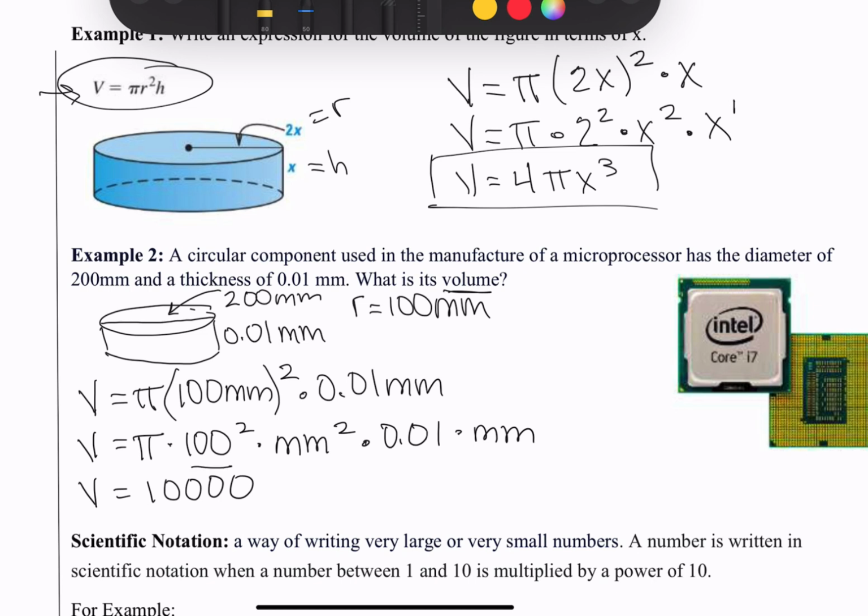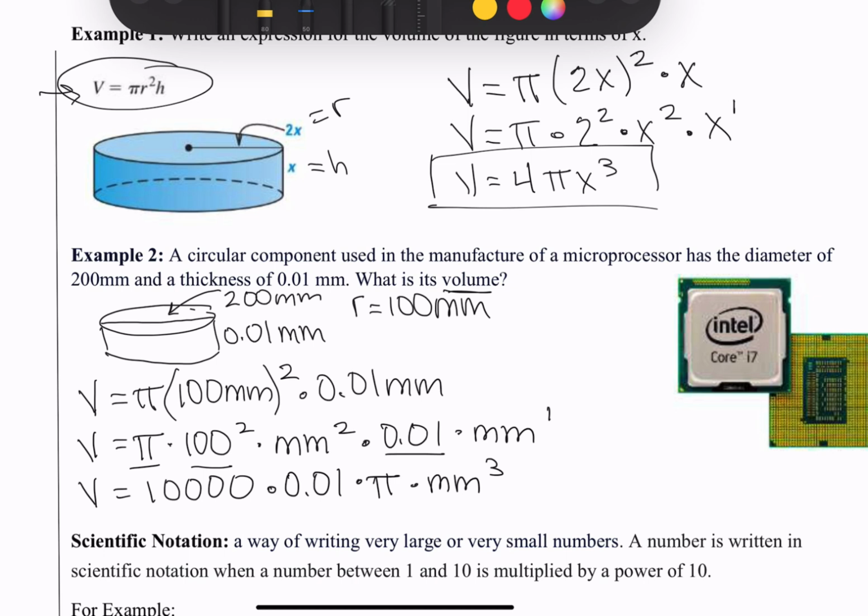Okay, so I took care of that. Now let's multiply that by hundredths. Okay, took care of that. Now let's multiply it by pi. Now let's talk about our millimeters. All right, so millimeters squared times millimeters to the first. Well, those are like units, and I've got squared and first, so I'm going to add those together because I'm using the product of powers property. So this is really millimeters cubed.